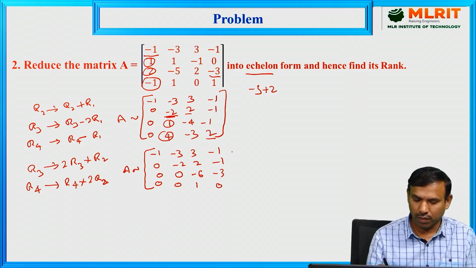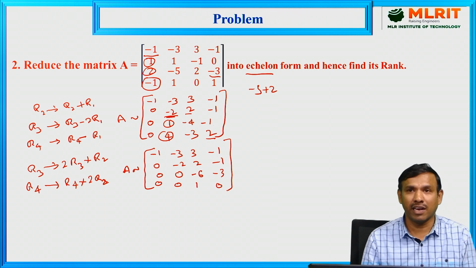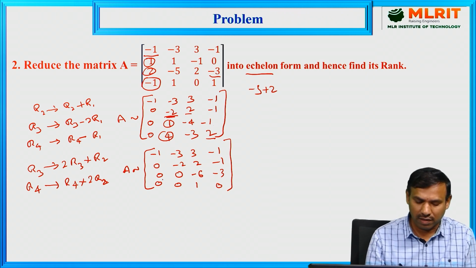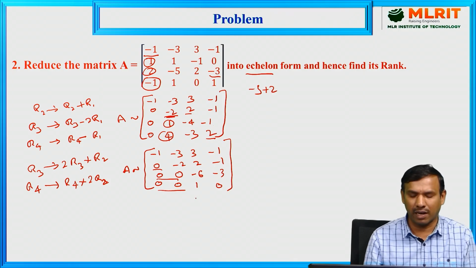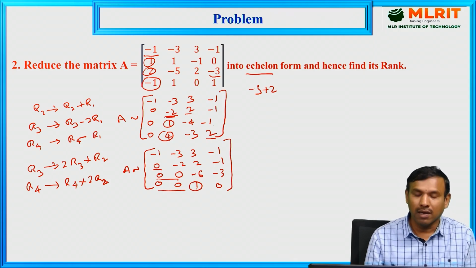See? Check it. Is it in echelon form? No. How, sir? There are 2 zeros, 2 zeros, the same. 1 zero, 2 zeros. So the number of zeros should increase. This also should be made 0. As per our procedure, using R3, we have to make R4 0.